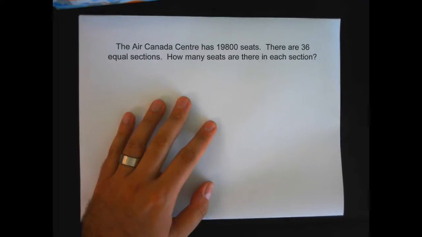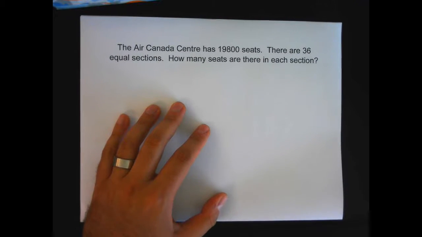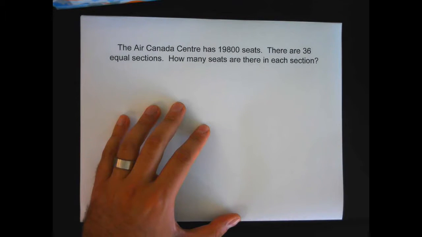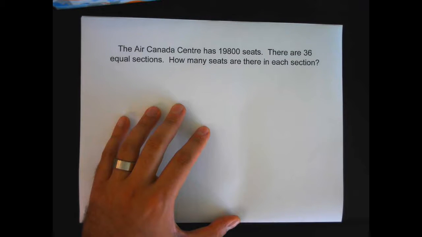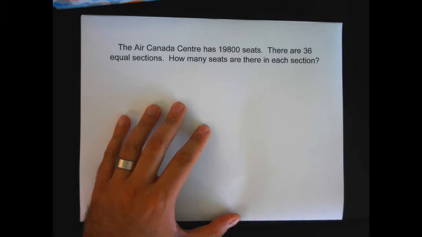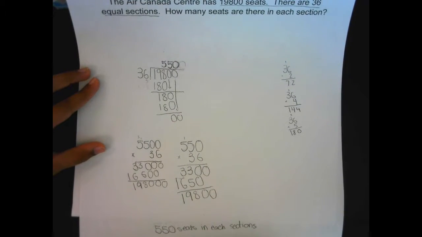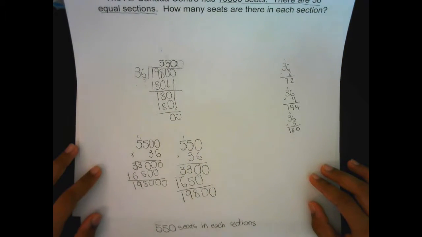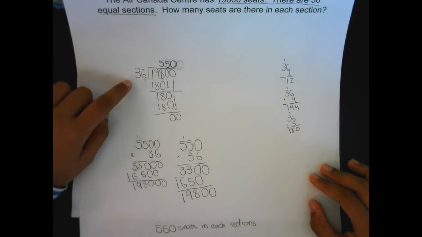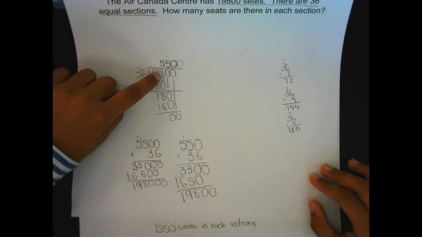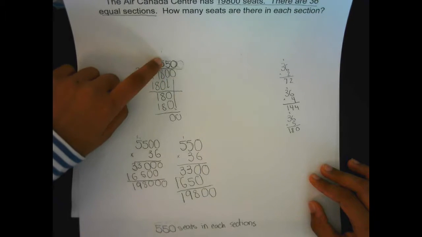Today's question is: the Air Canada Centre has 19,800 seats. There are 36 equal sections. How many seats are there in each section? So I divided 36 into 19,800. So I did 36 can go into 198 5 times.